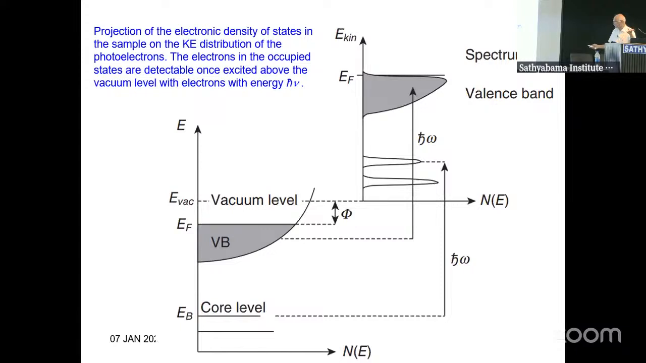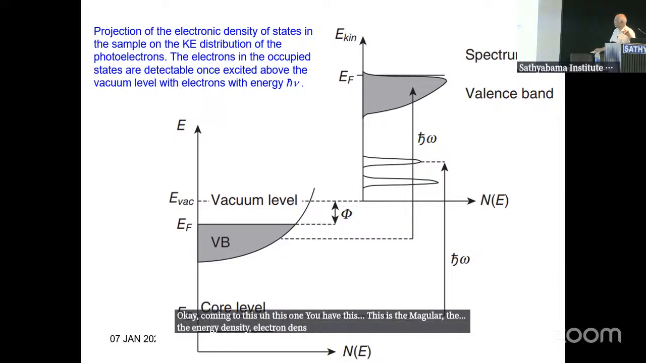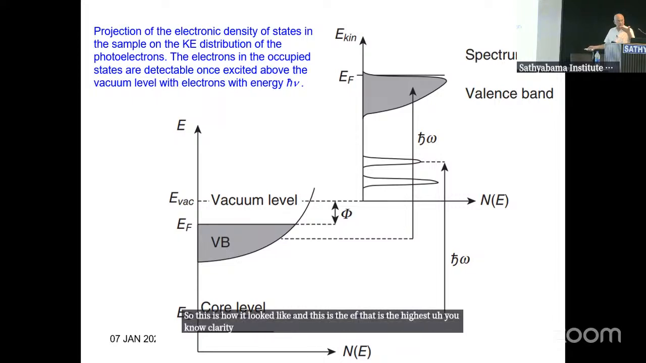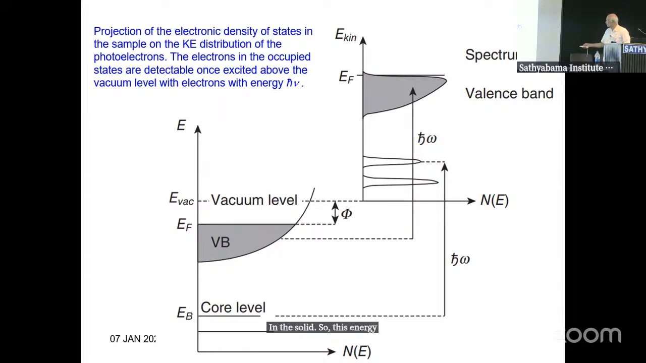Okay, coming to this one. This is the electron density of states of a material, where you have the valence band, and core levels are here. The valence band is a band, it's not a level. This is how it looks, and this is the EF, the highest energy level that is occupied by the electrons in the solid. And then you have the vacuum level somewhere here. Vacuum level, I said, is where the electron goes to a level where it has no influence from the hole that is created in the solid. So this energy difference is nothing but your work function, right?